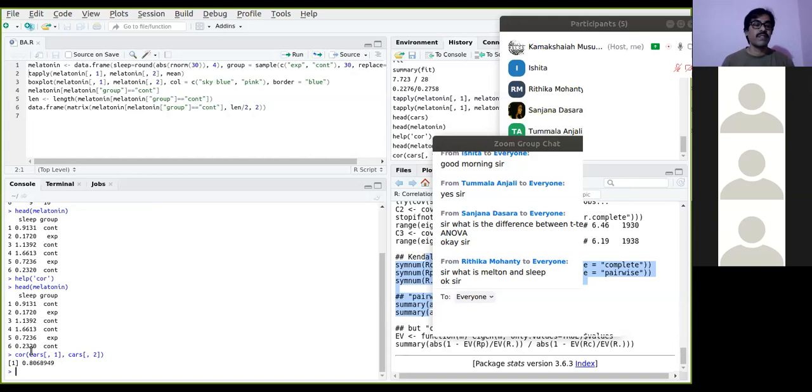Now I'm talking about correlation. So this is how, there is a function called cor. You need to find the correlation. Obviously correlation is bivariate analysis.